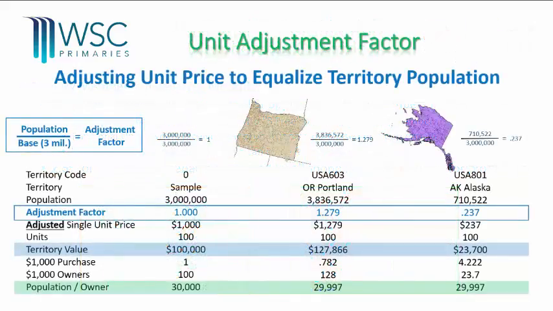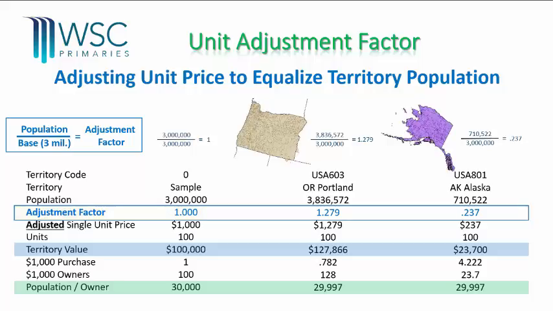And finally, I just want to take a minute and go over the unit adjustment factor. As it said here, this is basically to equalize the territory population so that every primary member has the same number of people to work with. What you see here is the formula for the adjustment factor. You can also see with the very first, which is the perfect example of 3 million, the adjustment factor is going to be 1.